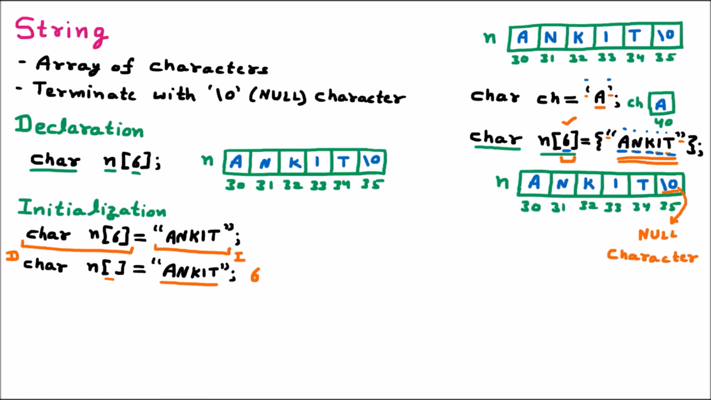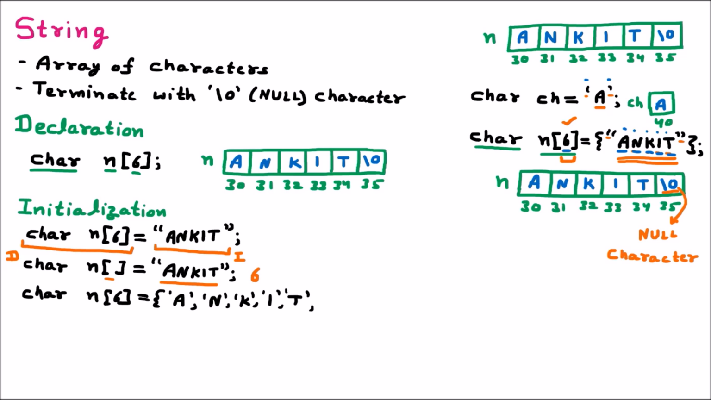If you want to write character by character, that is also possible. So you can simply say char, which is a data type, n[6], where n is the name and 6 is the size, equal to, curly bracket start. We know that a character has a single quote. So here in single quotes, I am giving the first character A, then the second character N, then the third character K, then the fourth, which is I, then the fifth, which is T.